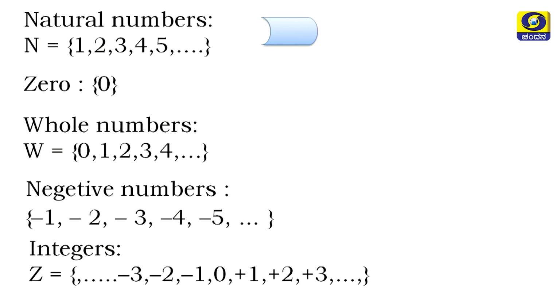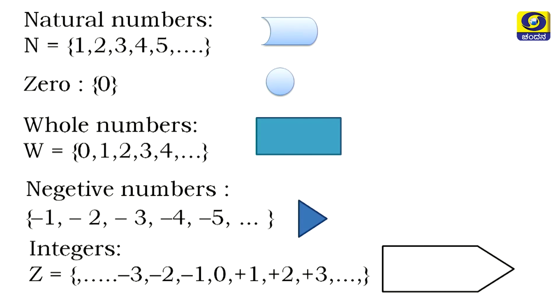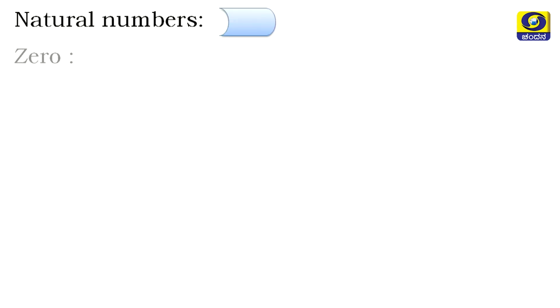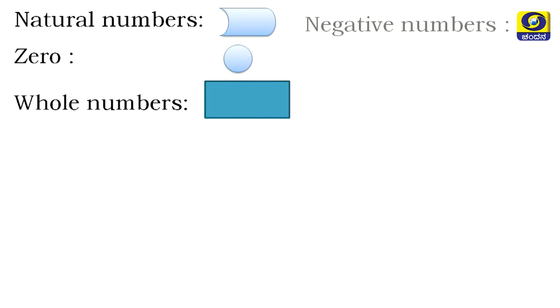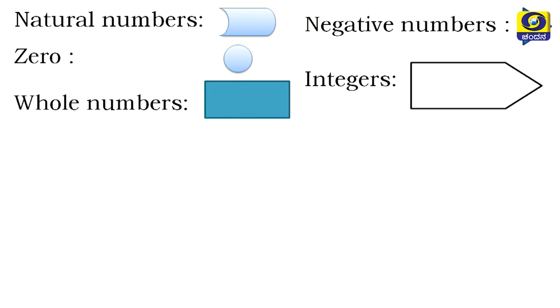Let us take one symbol for natural numbers. This is the symbol for natural numbers. This is 0, and a rectangle is for whole numbers. Then let us take negative numbers as a triangle. Then integers, this is integers, the pentagon. Let us see natural numbers, 0, whole numbers, negative numbers and integers.